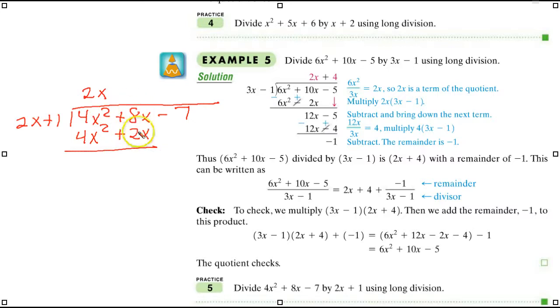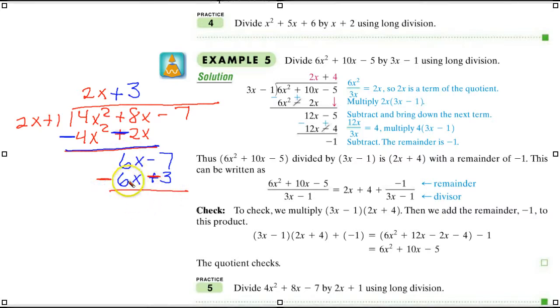Notice there are like term columns. Now our rule is, as we draw that line, I was a little fast there, we're going to change our signs. So this cancels out. This becomes 6x minus 7. Now 2x goes into 6x 3 times, because 2x times 3 is 6x. That's what we want to do. And then 1 times 3 is 3. And again, changing signs. This becomes a negative, this becomes a negative. This cancels out, and this becomes a negative 10.